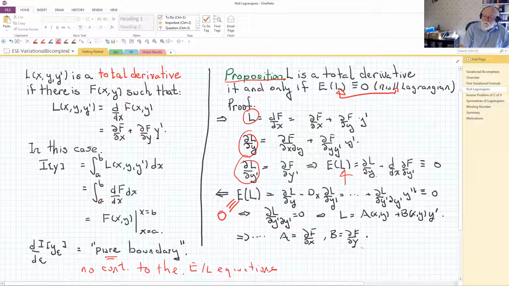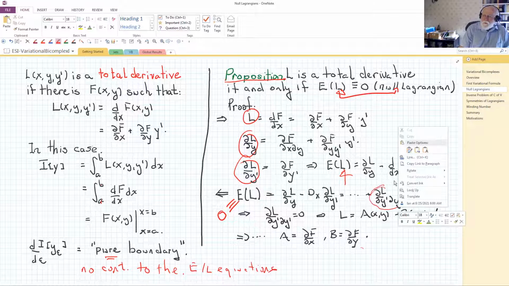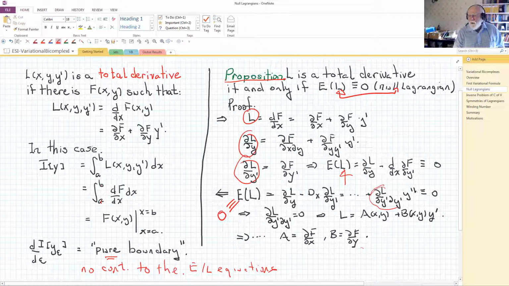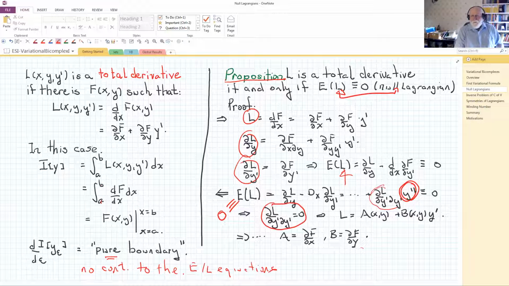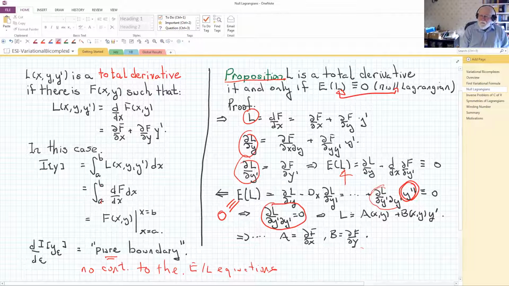If I write out the Euler-Lagrange expressions, I see that L depends upon x, y, and its first derivative, but the Euler-Lagrange expression depends upon second derivatives. So if this Euler-Lagrange expression is identically 0, then this term involving y double prime must be 0. And so that means that if I have a null Lagrangian for the simplest problem in the calculus of variations, then this condition must be true: L must be linear in second derivatives.